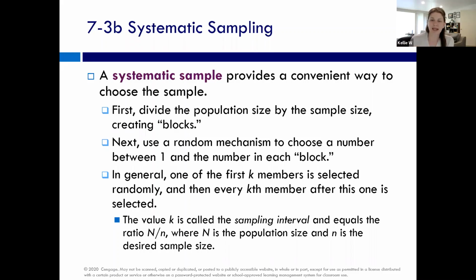Then we use a random mechanism to choose a number between 1 and 10, because that's our number for the block. And let's say that number comes out as 3. That's the first K member selected randomly, and then every Kth member. So if we randomly selected 3 in our block of 10 members, it would be the 3rd member, the 13th member, the 23rd, the 33rd, the 43rd, the 53rd, the 63rd, the 73rd, the 83rd, the 93rd. That would be our 10 in our sample. And that number K, in this example 3, is the sampling interval and represents the ratio of the population size over the desired sample size.